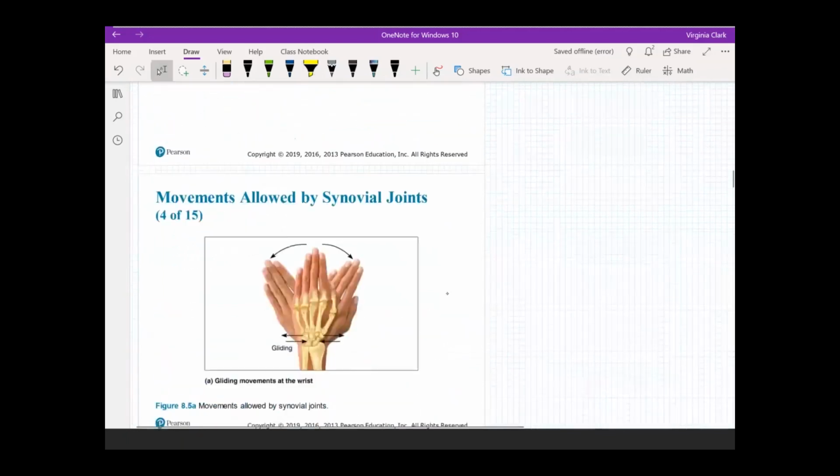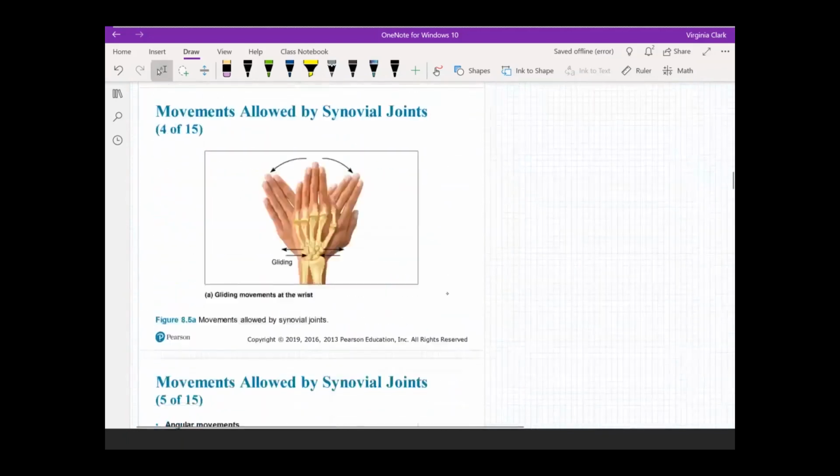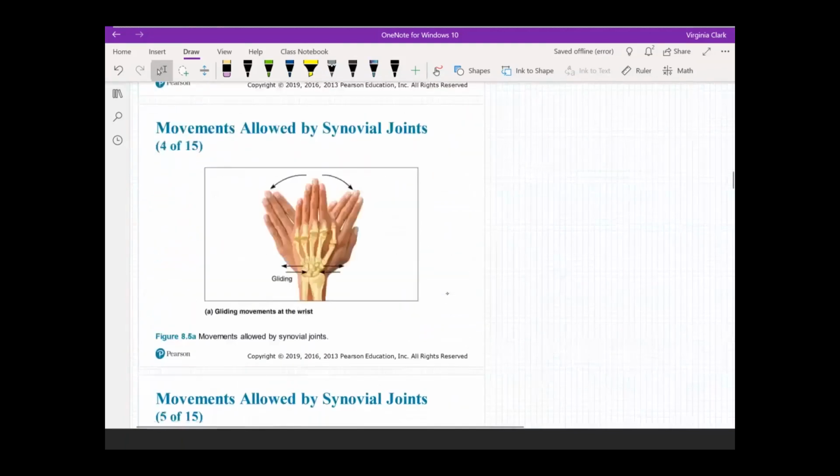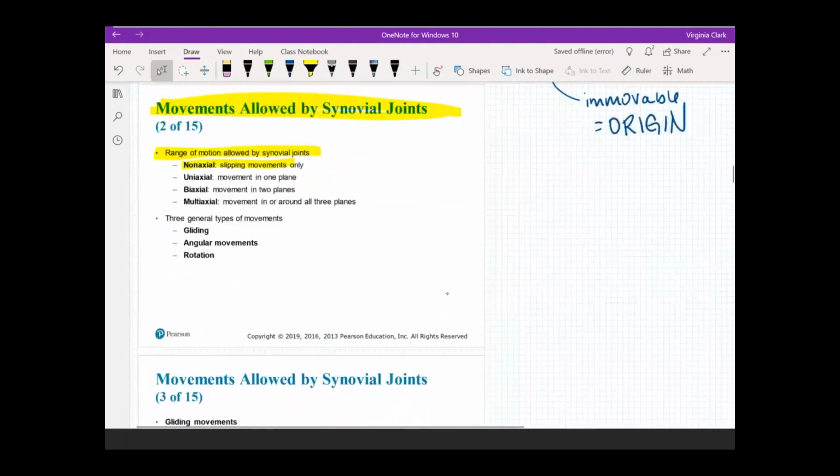We should have a picture. I guess we only have the gliding ones. Okay. Non-axial are going to be sliding movements. So that would be you have a bone, and they can slide this way. Sliding movement. You can have a uniaxial, which the movement can only happen in one plane. So up, down. Biaxial, which means it can only move in two planes, so you can go up, down, or side to side. Or multi-axial, which means you can do essentially lots of planes, at least 3 planes.